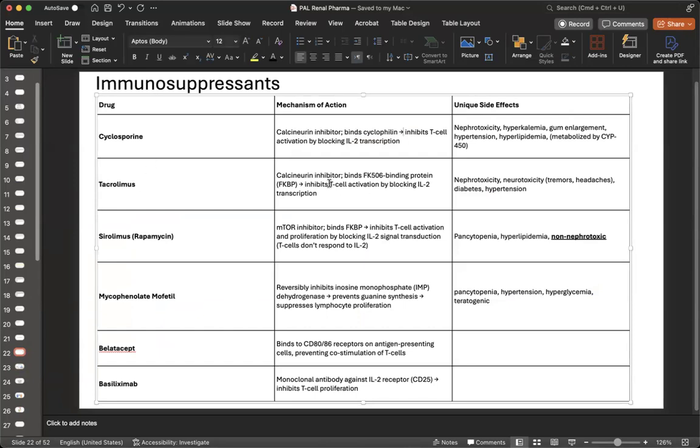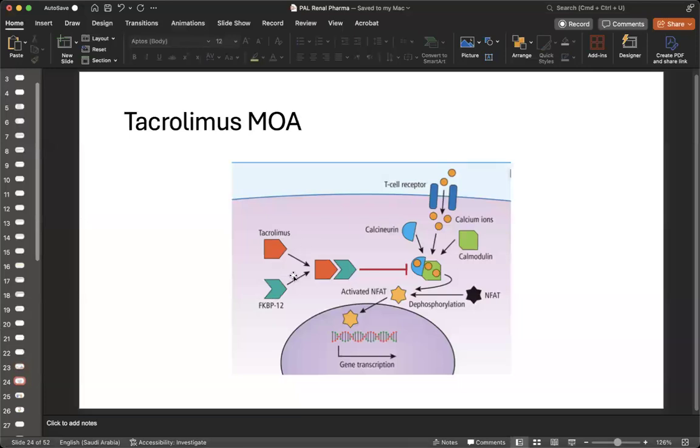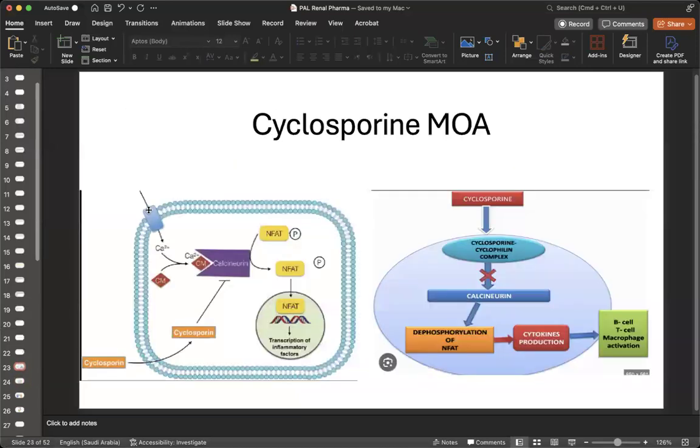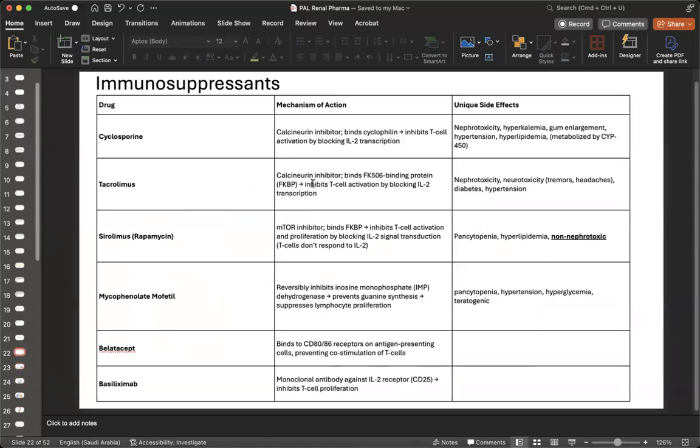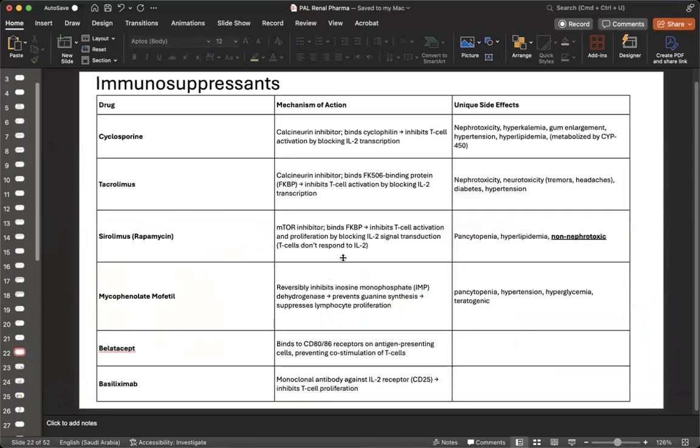Tacrolimus is going to work in a similar way. It's also a calcineurin inhibitor, but instead it's going to bind to something else called what? FKBP, FK binding protein. Then the same thing is going to inhibit calcineurin and prevent the dephosphorylation of NFAT, which is going to lead to decreased IL-2 production. So both of them have a very similar mechanism of action. They inhibit calcineurin, leading to the prevention of IL-2 production.